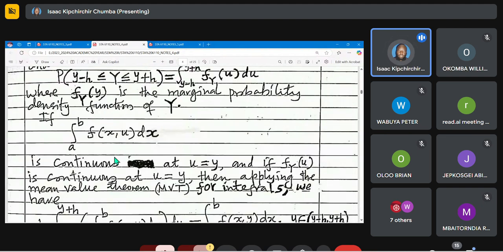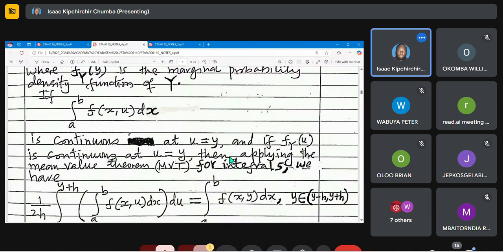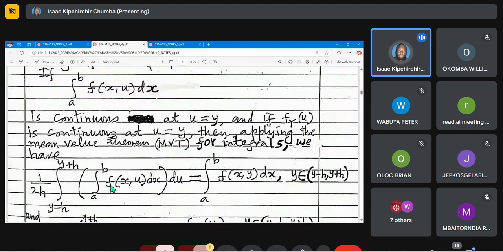So we are saying if this function is continuous at u equals y, and if this f of y u is also continuous at u equals y, then applying the mean value theorem for integrals, we are actually saying integrate over the interval y minus h and y plus h. Actually, y lies in that interval.